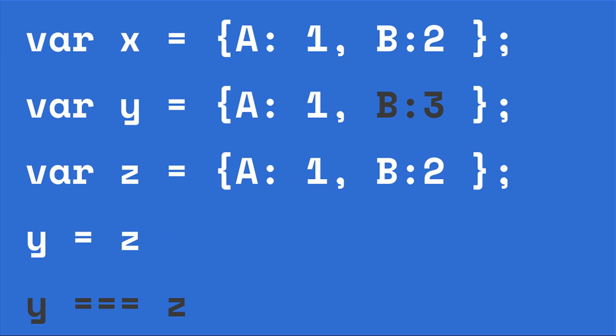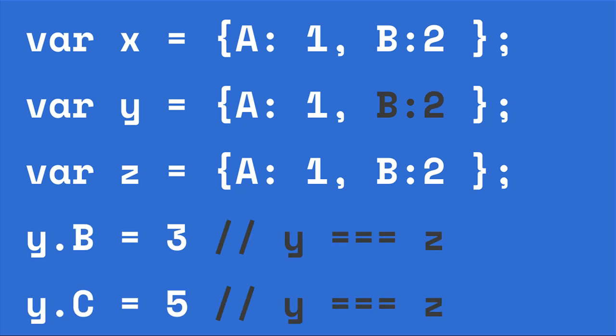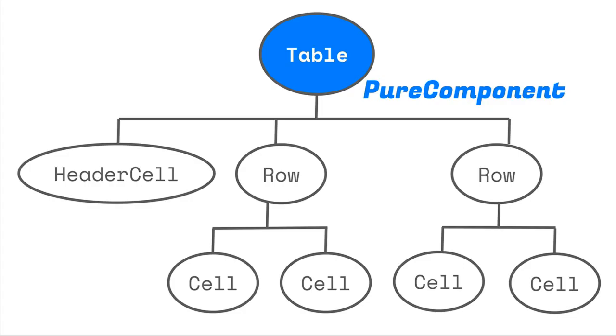But the thing is, if you reassign y to z, so now y is just the same as z, then y does equal z according to shallow comparison. And even if you start changing b again and putting it back to 3 and then adding some other random key value pair to y, then y is still equal to z according to the shallow comparison. So maybe we could put a PureComponent in that table, and then that will stop re-renders downstream.